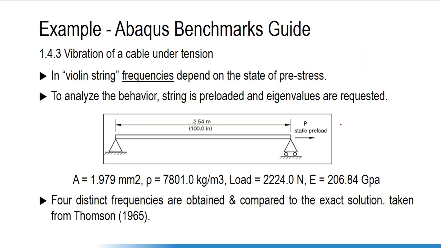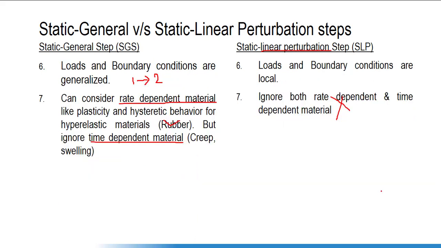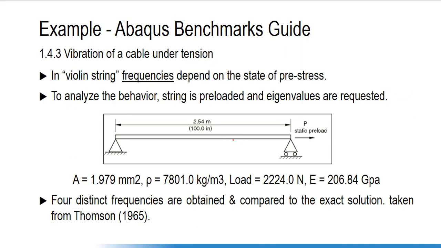After considering all these points from the Abaqus documentation, we are going to take one example. This example is also available in the Abaqus benchmark. It is the same string that I told you about in the violin example, where we have a fixed condition at one end and a roller condition at the other end. We are going to tense this string. When we tense the string, the sound produced depends on its natural frequencies. So we are going to find the natural frequencies by using the linear perturbation and general static steps. This is the condition, and let me show you the same thing in the Abaqus benchmark.